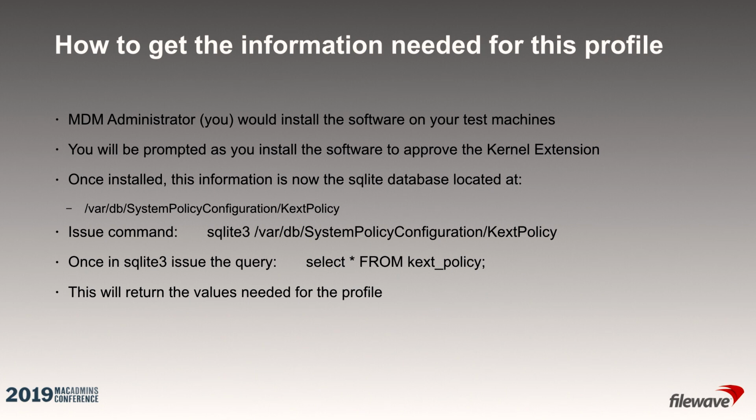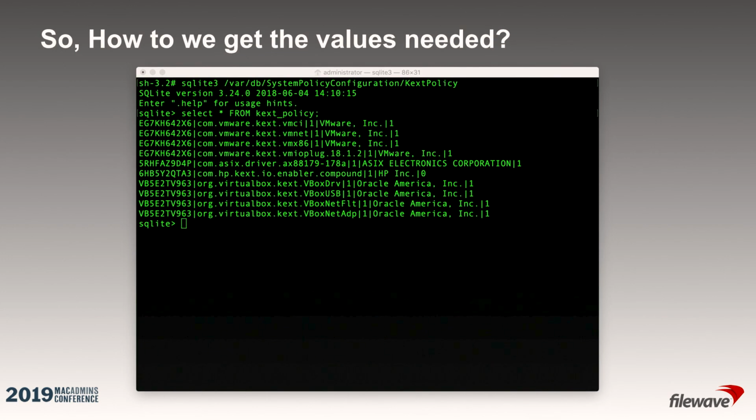And these slides will all get posted at the end of the conference here. But essentially, there's a database at var/db/SystemPolicyConfiguration/KextPolicy. You launch SQLite 3 to that particular little database, and you can do a query which gives you the values that we need for the profile, which should be here. So I did this on a relatively clean machine, but what you can see is when I ran that command, I went into the database first and then basically did a dump of the table there. You're seeing the team identifier first, followed by the extension name, followed by the vendor.